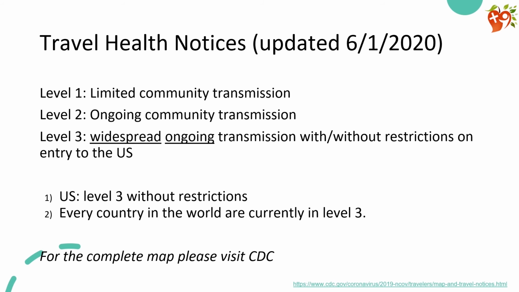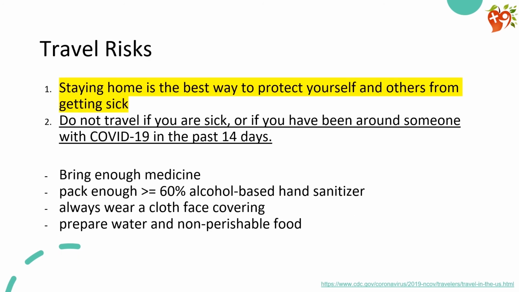As of June the 1st, the U.S. is in Level 3 without restrictions of entering the U.S. However, we should know that every single country across the world is currently in Level 3. COVID-19 is extremely contagious, and you should limit your travel plans to the minimum. CDC recommends to delay all non-essential travel because of the COVID-19 pandemic.